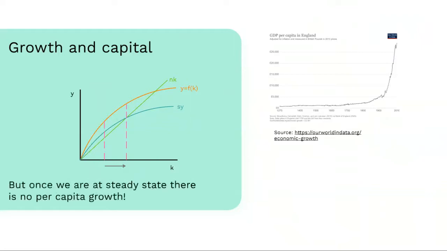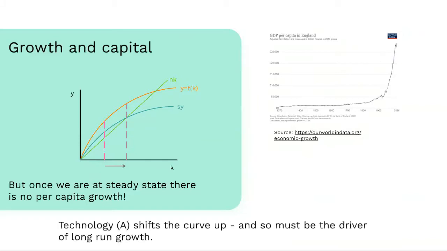activity stops as well. But wait a second, this doesn't look like the graph of England that we just saw on screen. GDP per capita has been rising strongly for a long period of time. So, what's going on? Ultimately, it hasn't been increasing use of inputs, labor, natural resources, and capital that has driven growth, but increasing technology.